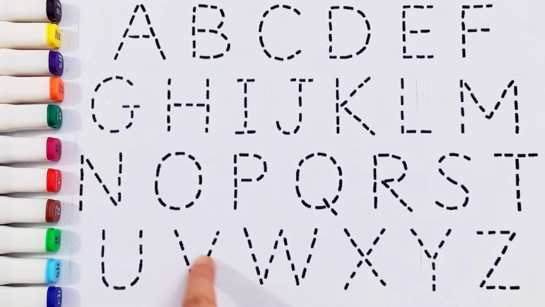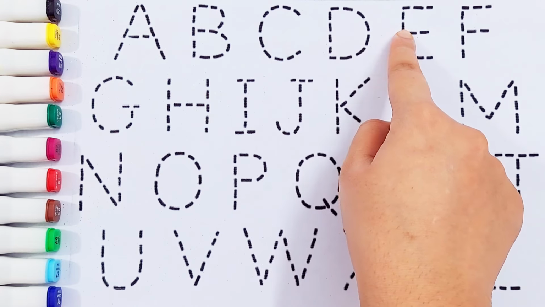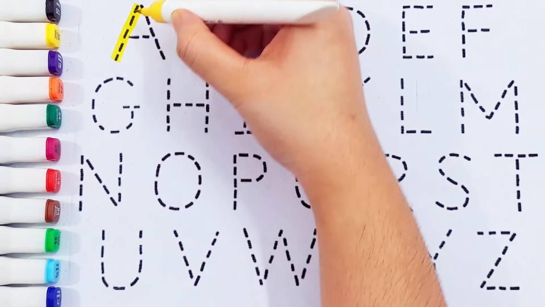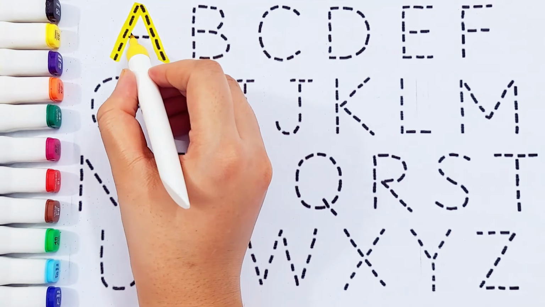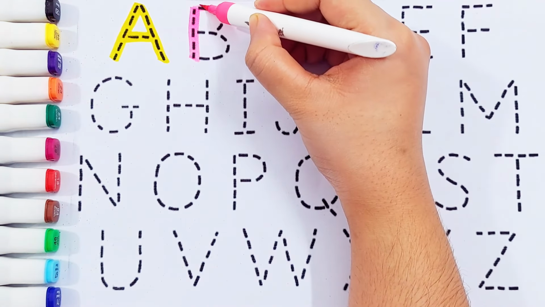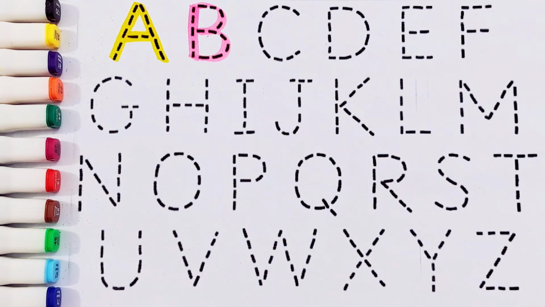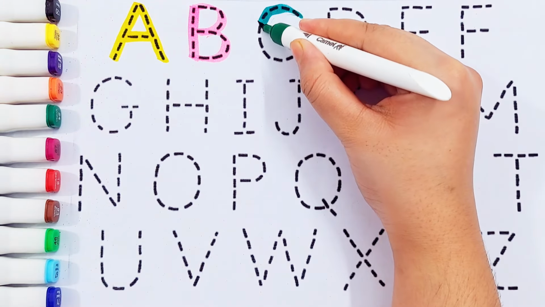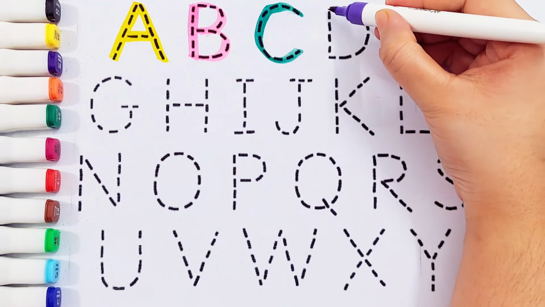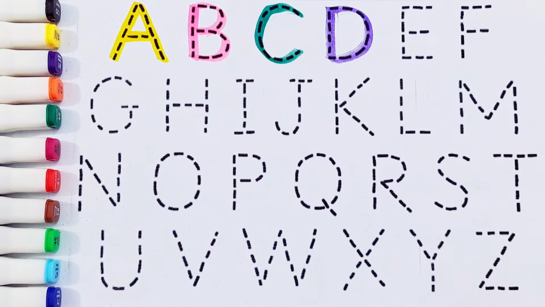Today we will try to learn some alphabets. A, B, C, D, E, F. A. A for art. B. B for bus. C. C for coffee. D. D for dust.